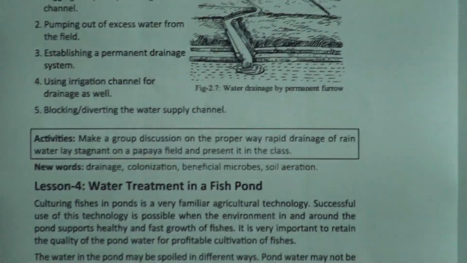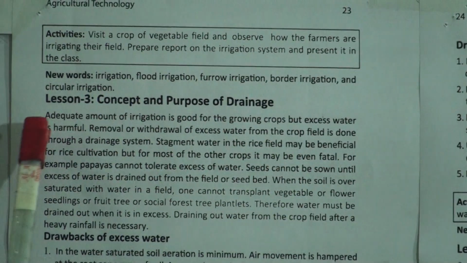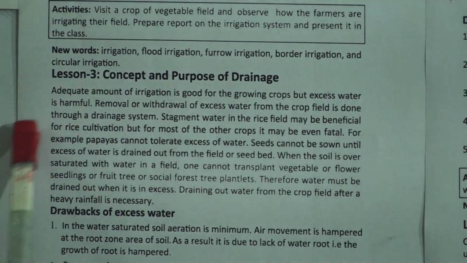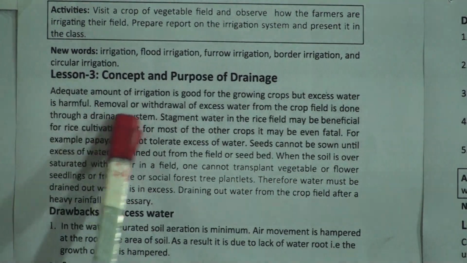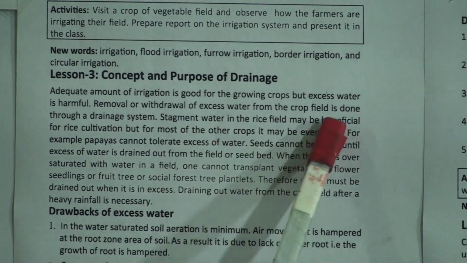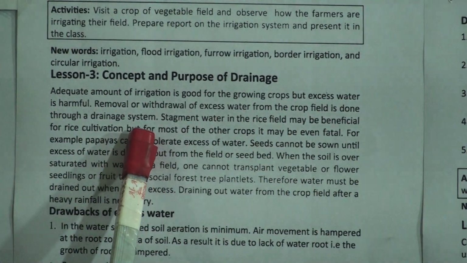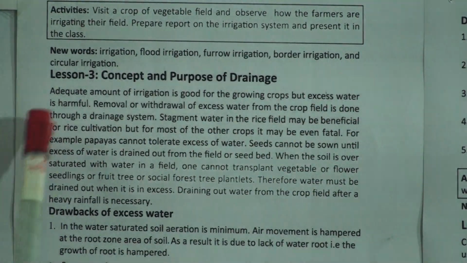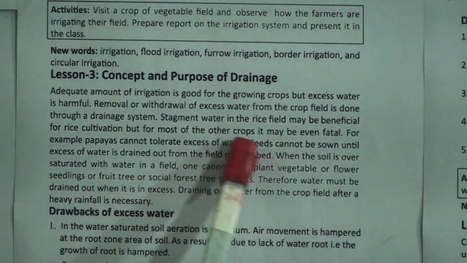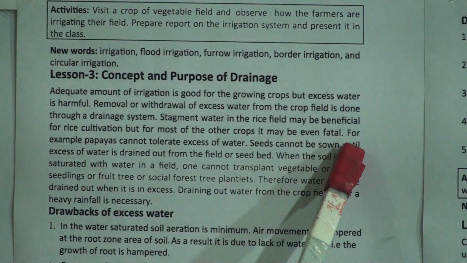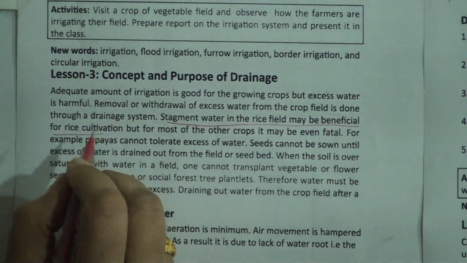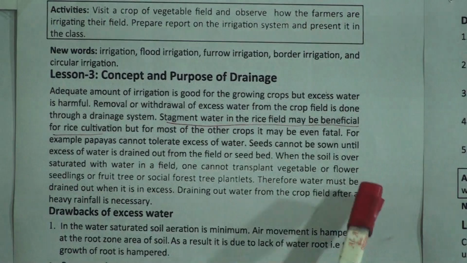Now in lesson 3 we will learn the concept and purpose of drainage. An adequate amount of irrigation is good for the growing crops, but excess water is harmful. Removal or withdrawal of excess water from the crop field is done through a drainage system. Stagnant water in the rice field may be beneficial for rice cultivation, but for most of the other crops it may be even fatal. So stagnant water is beneficial for rice, but not for other plants or crops.